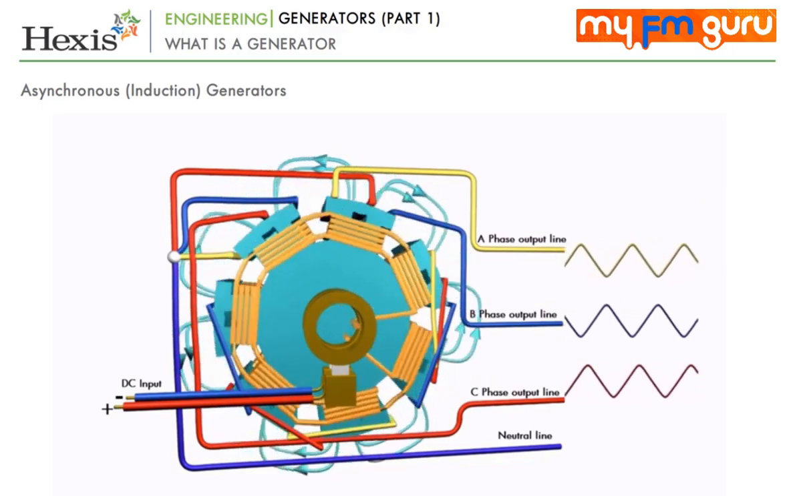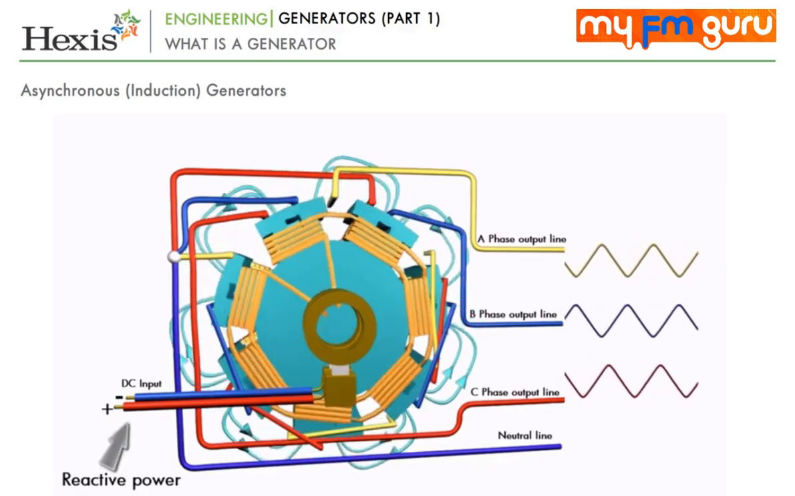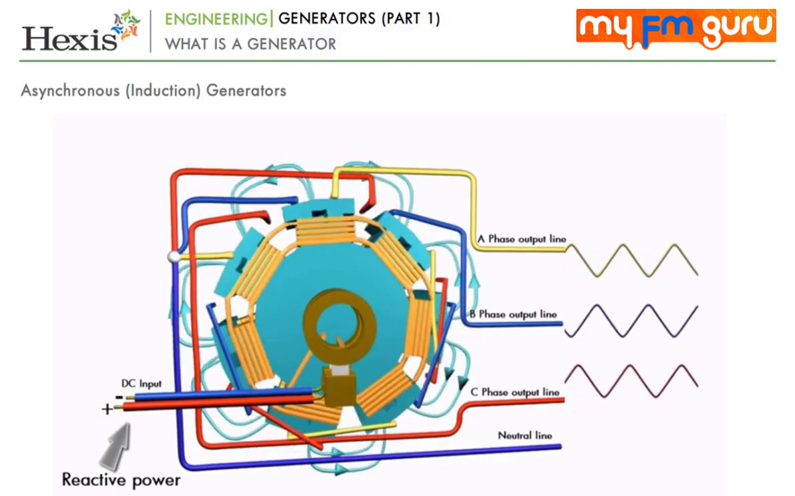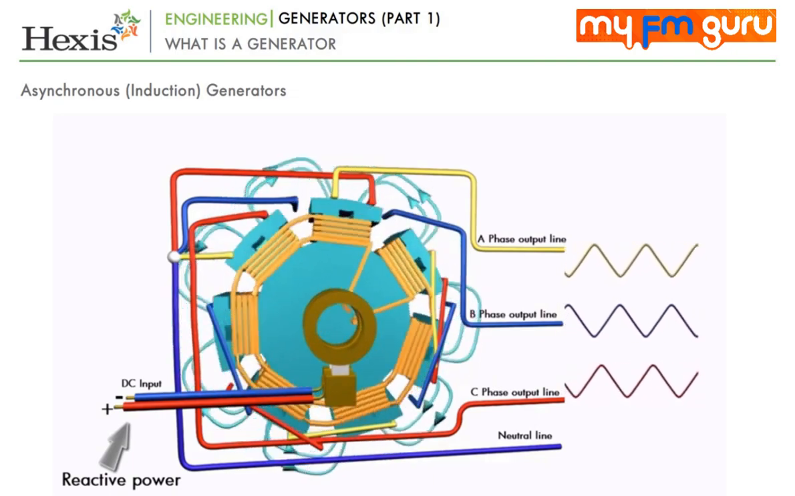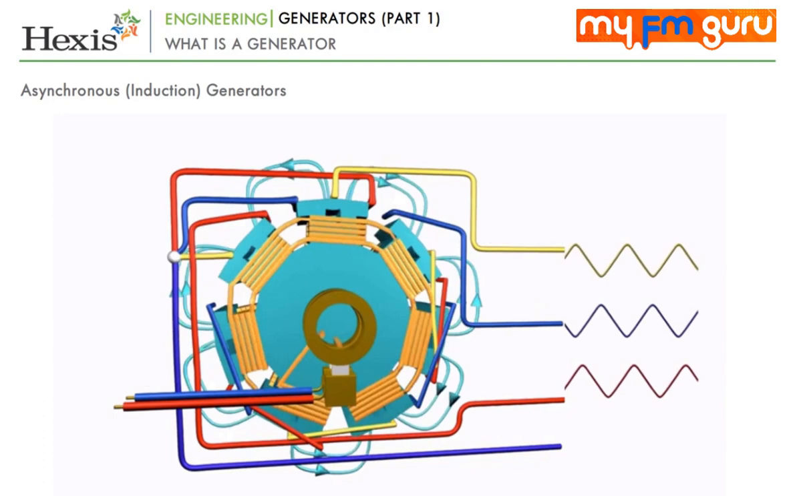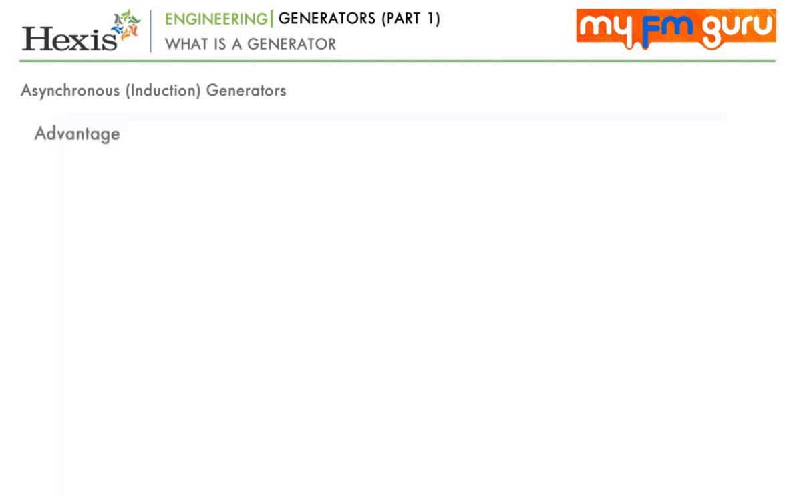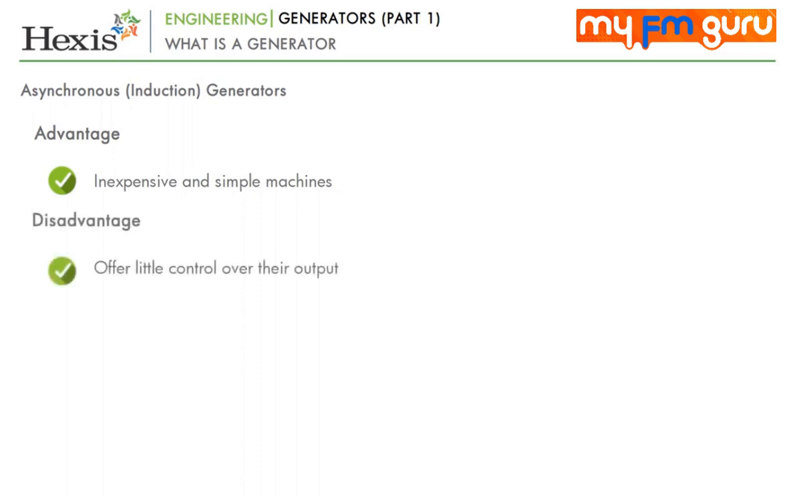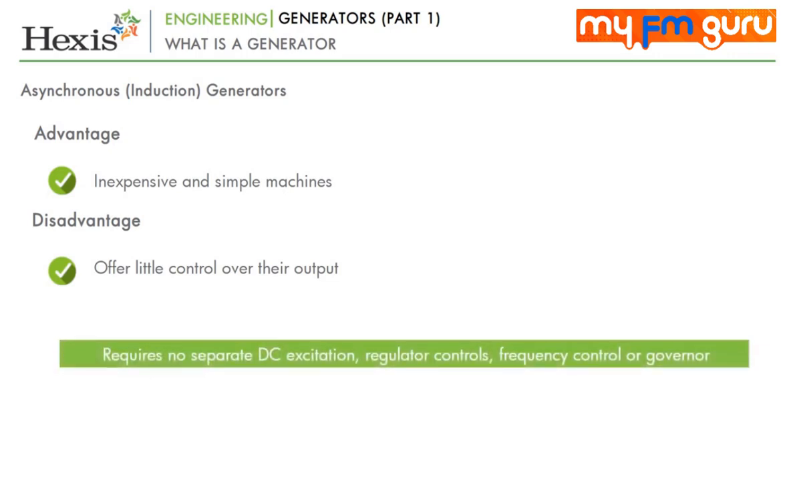An asynchronous generator draws reactive power from the connected system, and so it cannot be an isolated source of power. The main advantage of using asynchronous generators is that they are simple machines and at the same time not very expensive. However, their drawback is that they offer little control over their output. These generators don't require separate DC excitation, regulator controls, frequency control or governor.